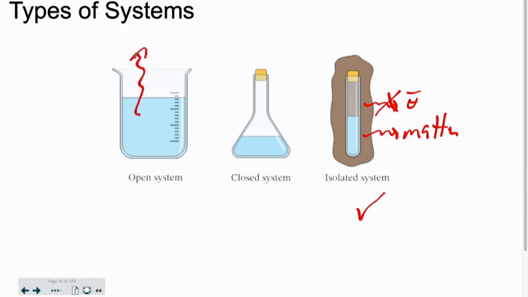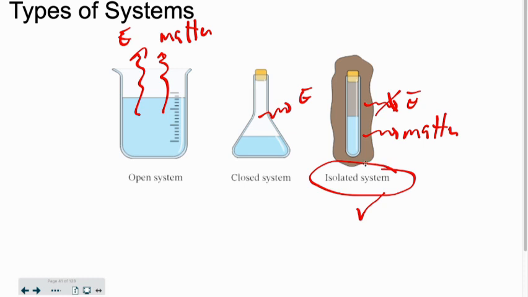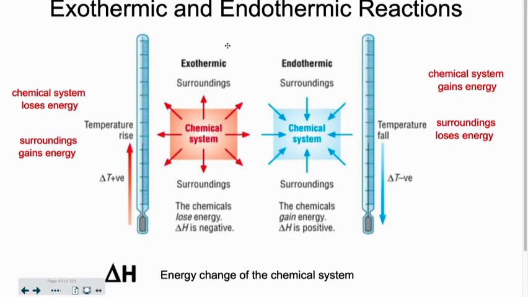Here, obviously, you would lose both matter and energy. And here, you would only be losing energy. So like I said, when we are doing reactions that involve thermochemistry, we would be using an isolated system. Reactions can be exothermic or endothermic. Exothermic means that they lose heat to the surroundings. Endothermic means that they absorb heat.